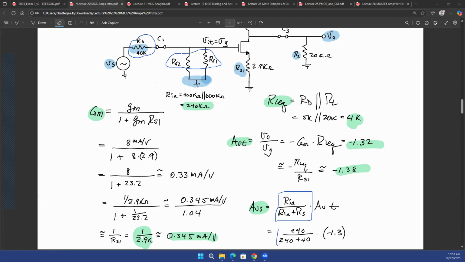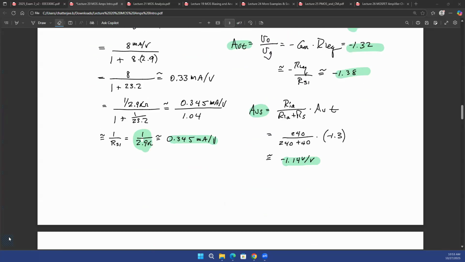So if you take into consideration that voltage division, you'll get the overall voltage gain from the input, which is over here, to the output, which is over here. And because the source is degenerated with the RS1 resistance, what you eventually have is a very small amount of gain, minus 1.14. So this is barely any kind of gain, because the gain of 1 means output is equal to input. This is 1.1. So that is barely higher than the input. And that is because your source has been degenerated.